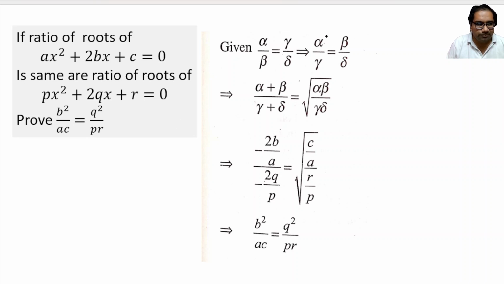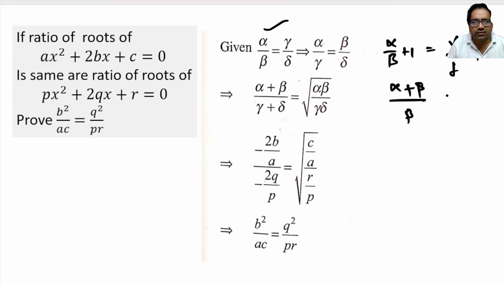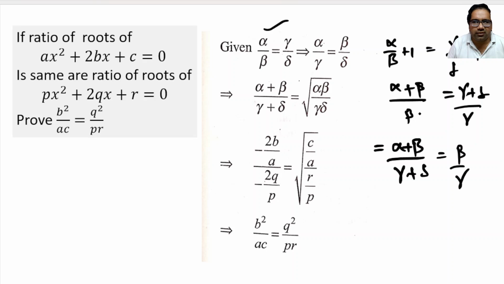Now, alpha by beta is equal to gamma by delta. Let's add 1 on both sides. This means (alpha plus beta) by beta is equal to (gamma plus delta) by delta. What does this mean? Pushing this here and this one here, (alpha plus beta) by (gamma plus delta) is equal to beta by delta.